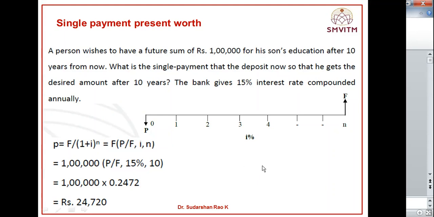These are the two single payment interest factors, or interest formulas: one is single payment present worth and the other is the future value.